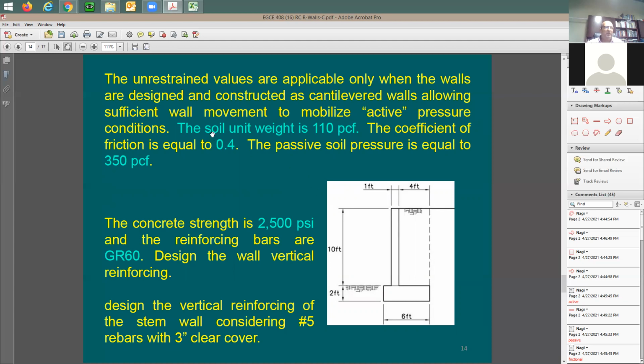They say here the unit weight of the soil is going to be 110 pounds per cubic foot. Coefficient of friction is going to be 0.4, and the passive pressure is going to be 350, which is going to be coming on this side.